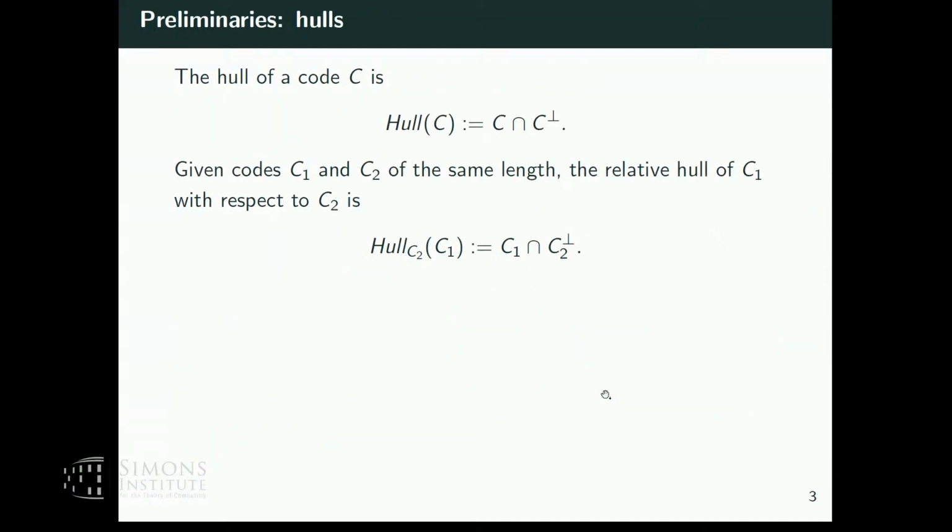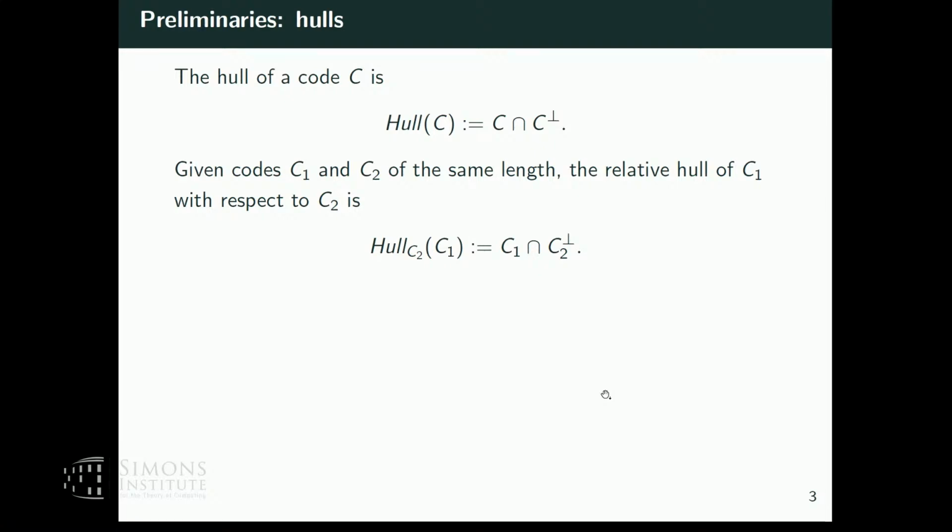Another handy object for us will be the hull of a code. And so the hull of a code, of course, is just the intersection of the code and its dual. Hulls have been studied for quite some time. I think they're a natural object, of course, in coding theory, but I think the first paper probably that featured the word hull is probably by Asmus and Key in the early 90s. More recently, hulls have become popular in the study of LCD codes, like looking for a code whose intersection with its dual is just 0. So we'll look at hulls. For us, what's going to be important are these relative hulls.